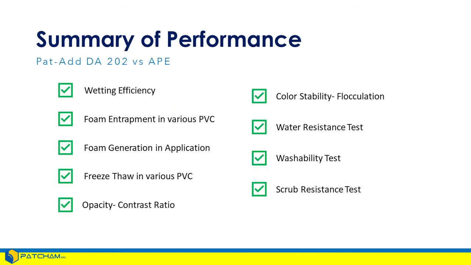So if we go down our checklist, we can see that DA202 versus APE has better wetting efficiency, better resistance to foam entrapment, better resistance during foaming to application. It's at least equal, if not marginally better, for freeze-thaw, viscosity, stability at various PVCs. It shows a measurable improvement in contrast ratio, color stability, resistance to color change on rub-up, and then the improvement in water resistance, washability, and scrub test. So in all cases, DA202 is going to be at least equivalent, if not slightly better, than the APE product.